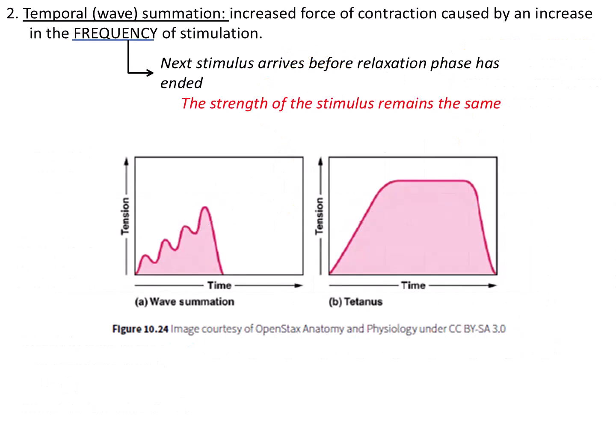The second type of summation is called temporal wave summation or just wave summation. In this case, we're going to increase the force of contraction by increasing the frequency of stimulation. When the frequency of the stimulation increases, the next stimulus will arrive before the relaxation phase ends. If the frequency of the stimulus is fast enough, a sustained muscle contraction is reached. This sustained contraction is called tetanus. Tetanus occurs when the twitches are summed together to produce sustained muscle contraction.